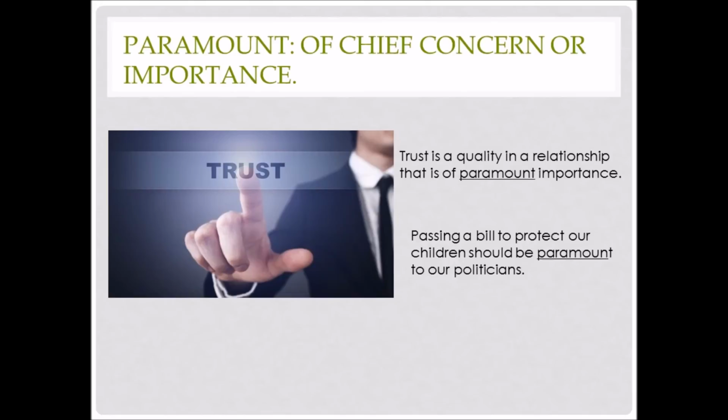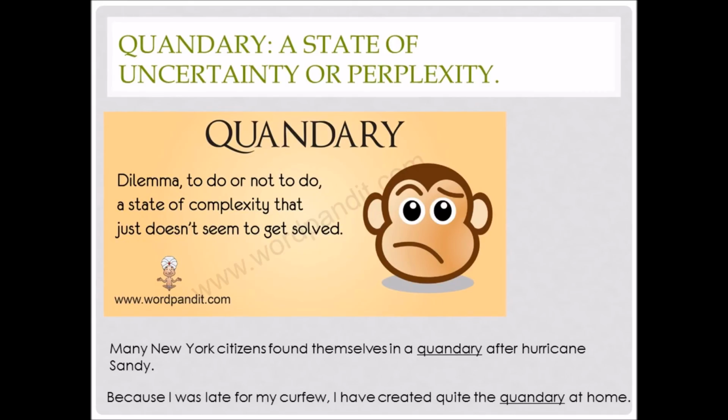Our next word is paramount. It means of chief concern or importance. Trust is a quality in a relationship that is of paramount importance. Or passing a bill to protect our children should be paramount to our politicians. Paramount is sort of like the peak of the mountain. That's how you can remember it. It is the most important thing. Paramount Pictures in the movie business shows you a mountain, and that's because it's supposed to be the most important movie or the most important thing. So if something's paramount to you, it is the most important thing.